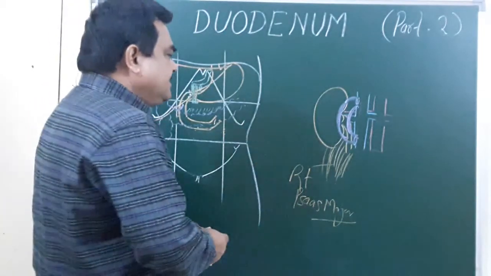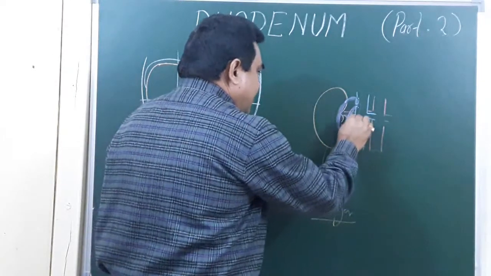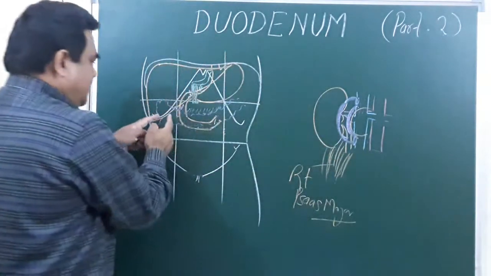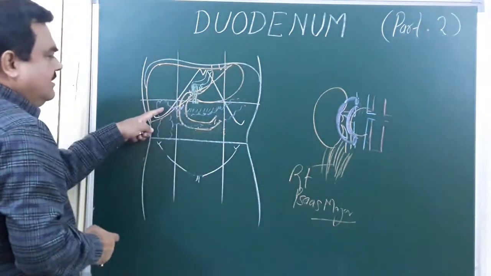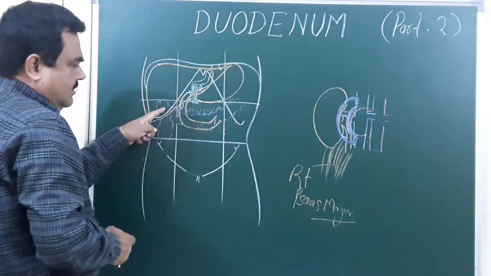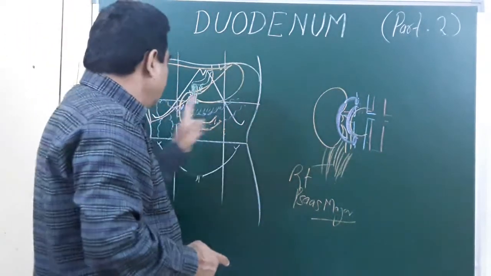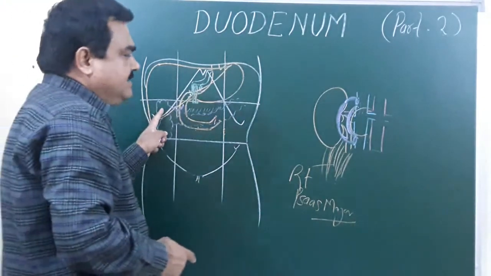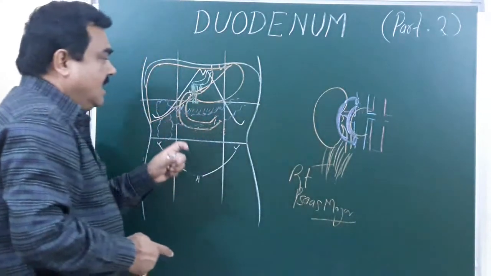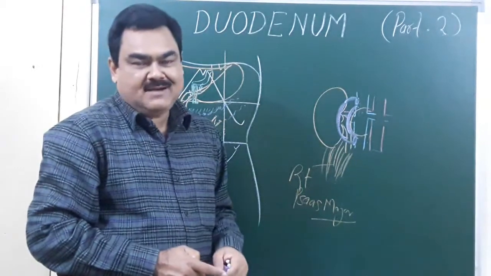Its medial relation here is the head of the pancreas. Laterally, on the right side, it is related with the hepatic flexure of the colon. Medially here is the head of the pancreas. So these are the anterior, posterior, medial and lateral relations of the second part of the duodenum.